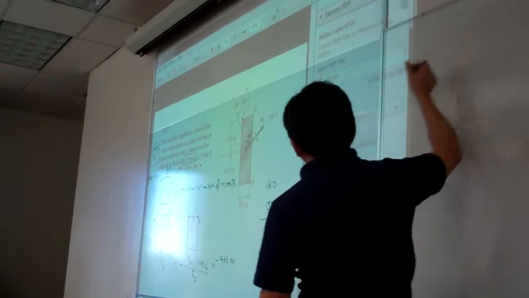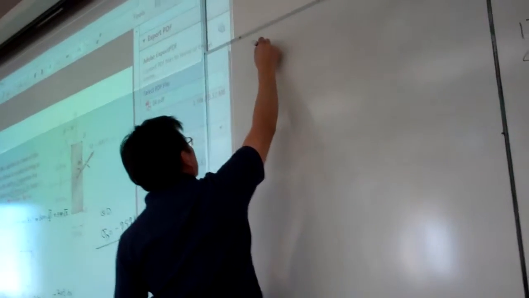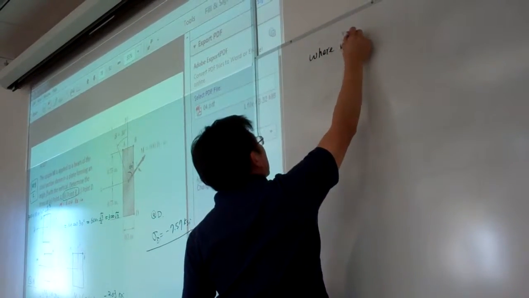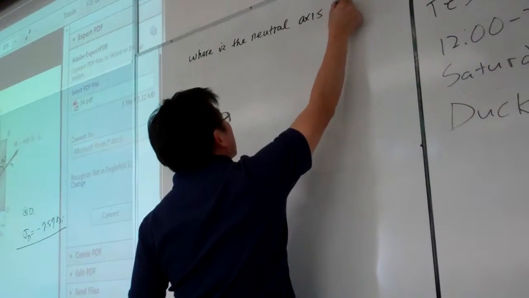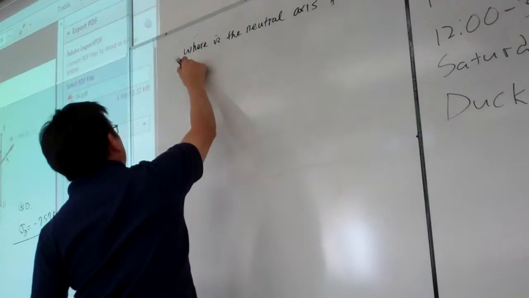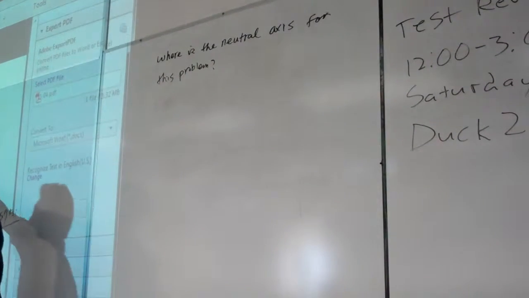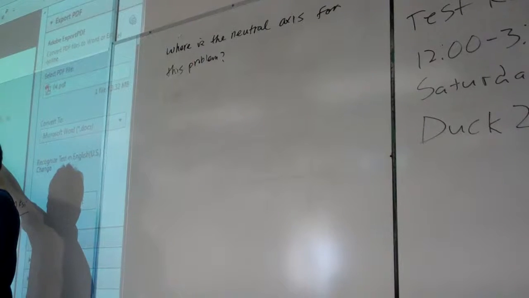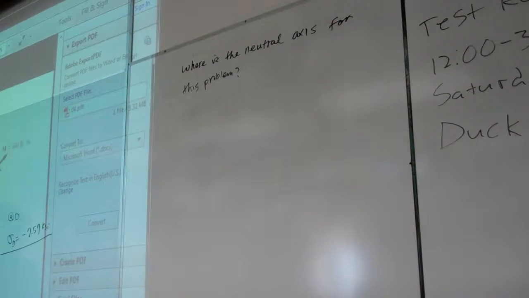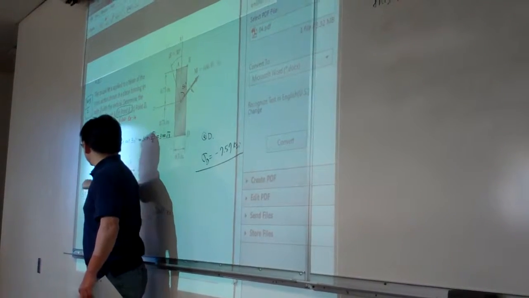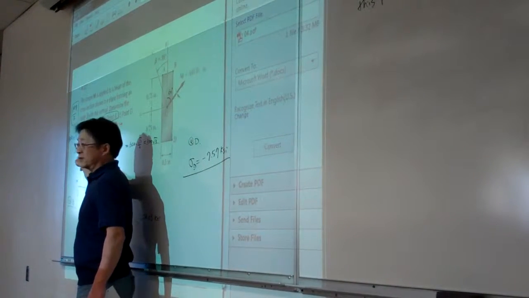So now, if no questions, I'm going to use the same example to ask the questions. Where is the neutral axis for this problem? For this problem, we call it unsymmetric bending. Which means the neutral axis is for the combined case. For the individual subsystem, we know the neutral axis for the subsystem is like Y or Z. But now I'm looking for the one for this combined case.